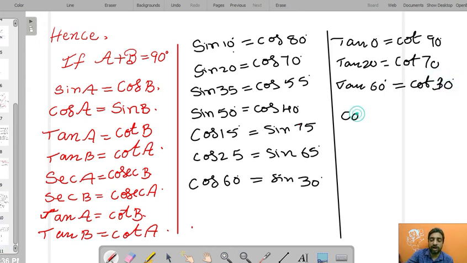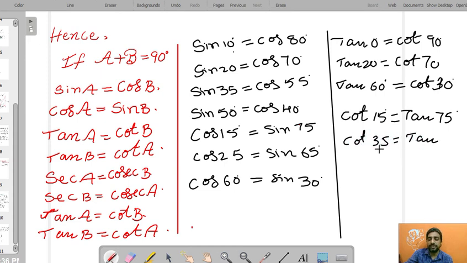In the same way, cot ratios also we can write. Cot 15 degrees. Cot 15 is equal to tan of 90 minus 15, 75. Next up, cot 35 is equal to tan of 90 minus 35, 55.